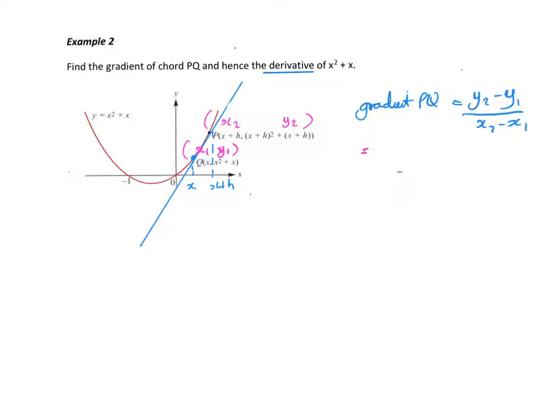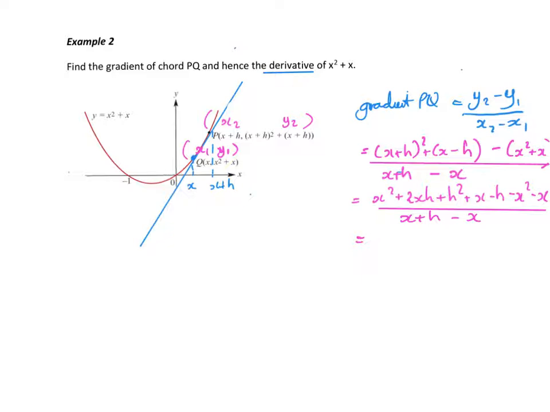So y2 is x plus h all squared plus x plus h. Take away y1, and I'm going to take away the whole thing, so I'm putting it in a bracket, x squared plus x, all over x2, which is x plus h, take away x1, which is x. And again, that needs to be tidied up.